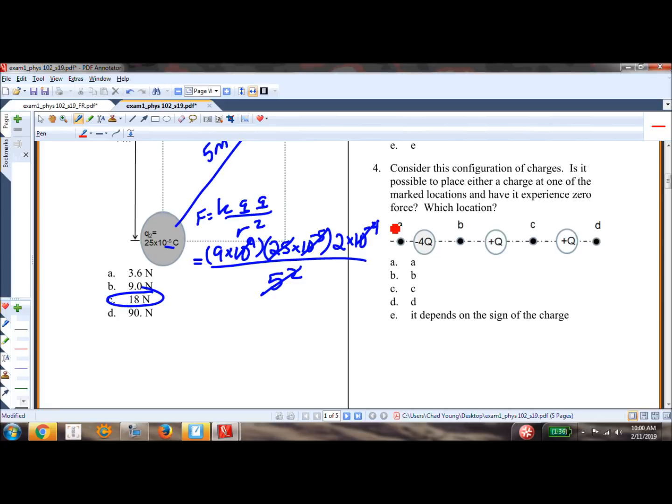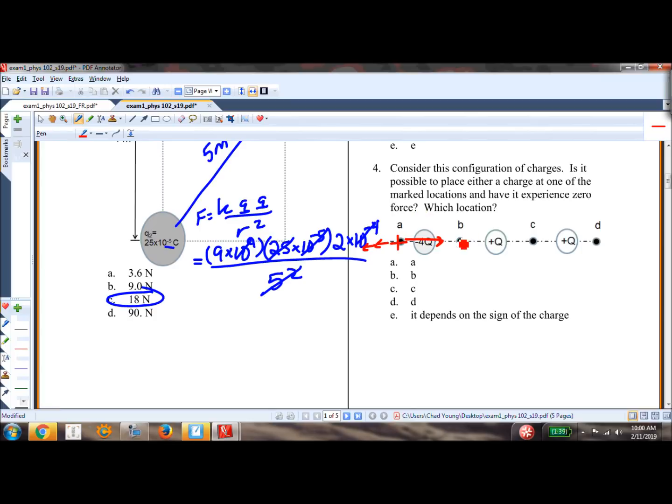Let's just start trying. So I'm going to put a positive charge. It'll have a really big attractive force to that minus 4Q, and then a slightly repulsive force against those two. Okay, it's really close to this big charge though, so that's going to dominate the force.